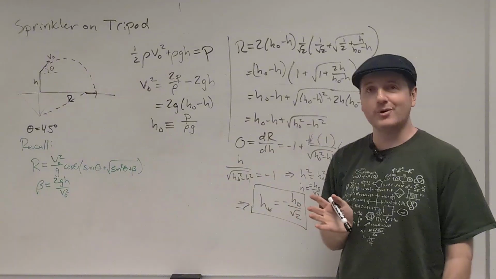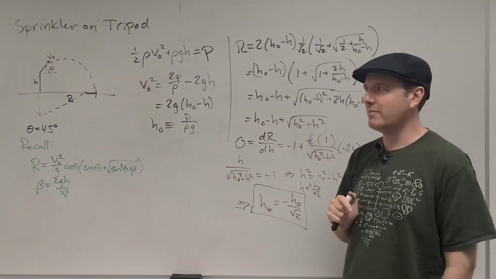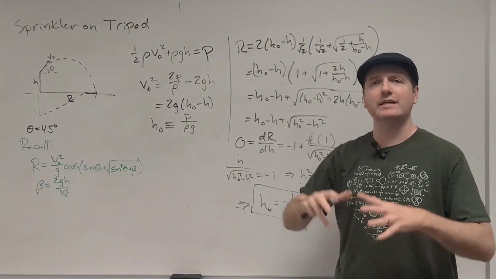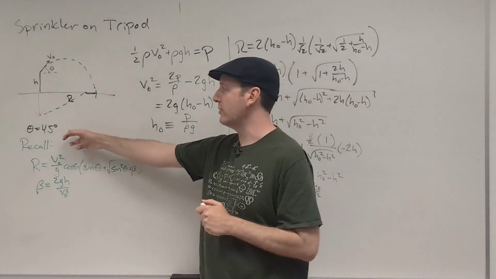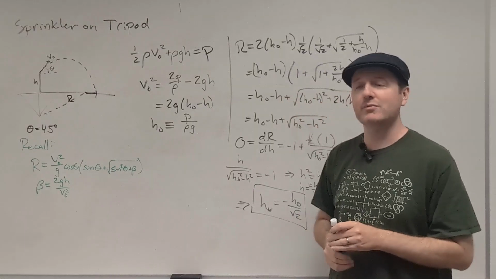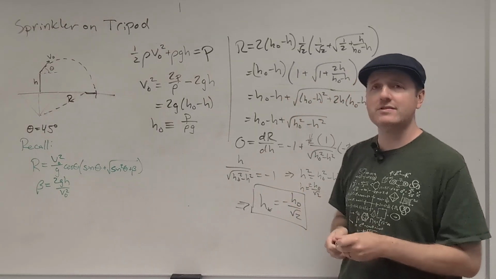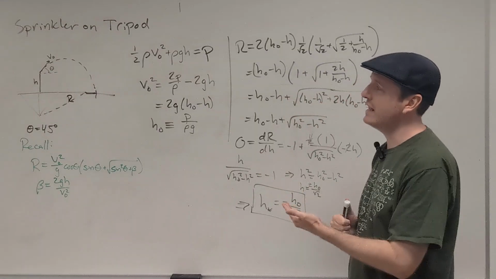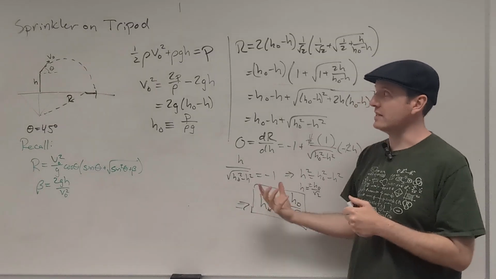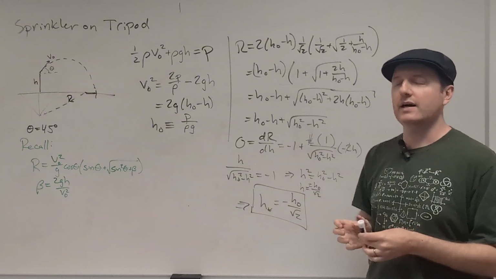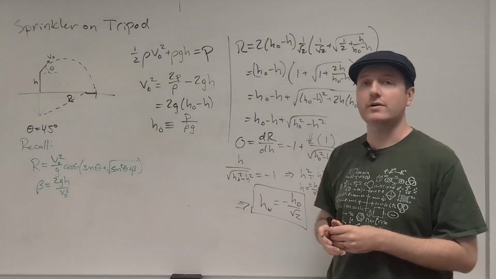So long story short, putting your sprinkler on a tripod is actually a bad idea if you're trying to get it to water a greater area, provided we're using a fixed angle. Maybe I'll make it a second homework problem to figure out, okay, relax some of the assumptions about what this angle is. Is there an optimal angle and an optimal H that is not underground that might give you the maximal water range?